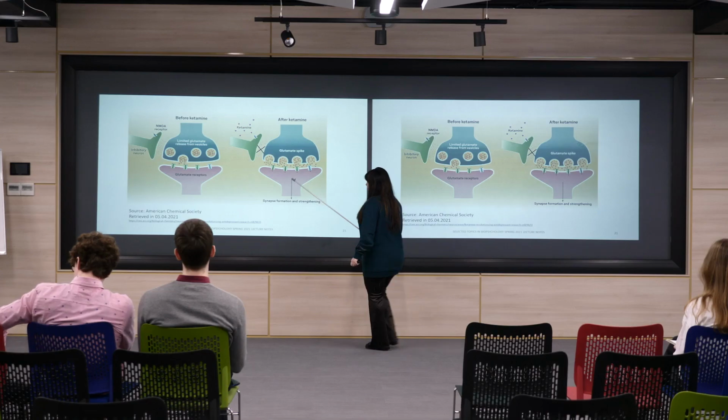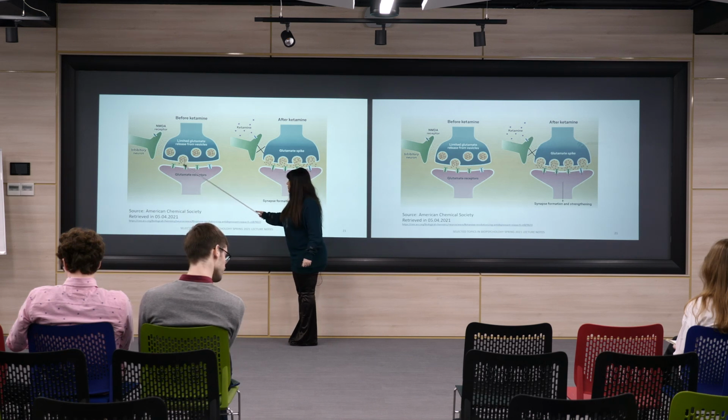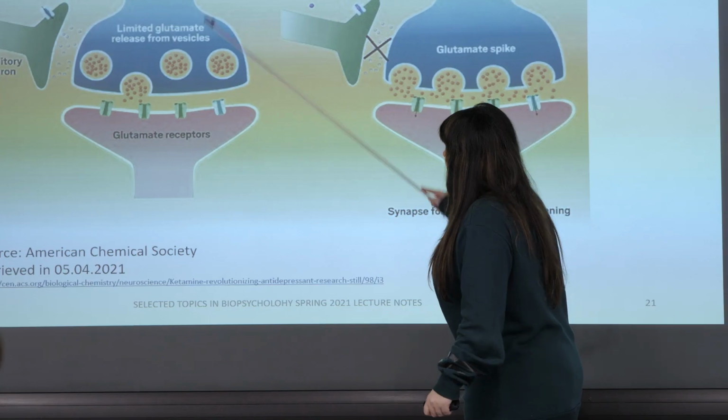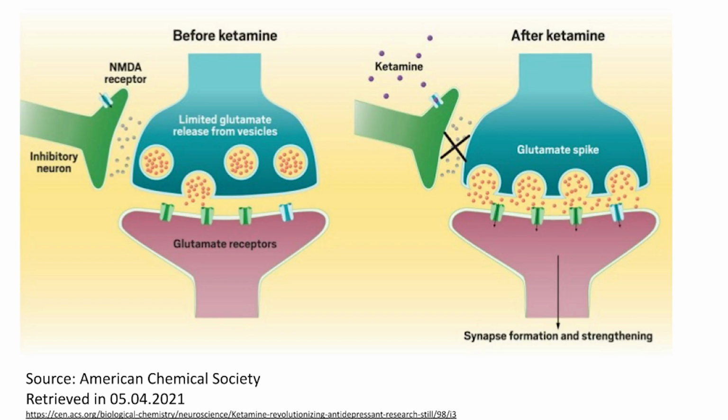That is very interesting. Here you see this is a glutamate receptor. These are the glutamate receptors, and obviously this is a glutamatergic synapse. This is not a serotonergic synapse. This is not a dopaminergic synapse.